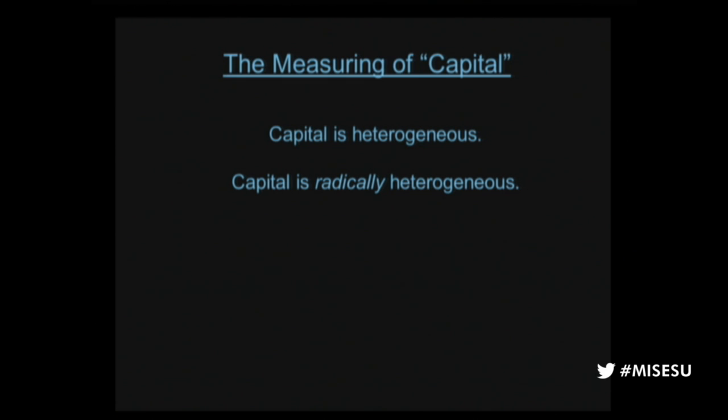But it's kind of a limp thing to say. Capital is heterogeneous, and it certainly is. But some Austrian economists, and I have in mind Ludwig Lachmann, would go further. He'd say capital is radically heterogeneous, okay? And you see by the italics how much emphasis the radically gets. And might make you wonder, well, all right, how radical is it? And Lachmann goes a long way in that direction.